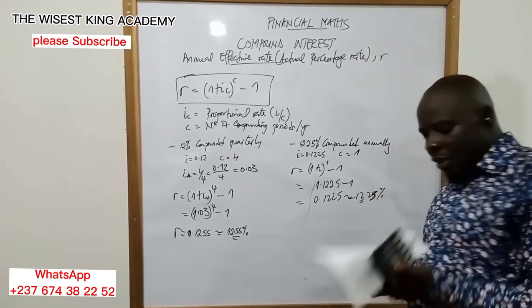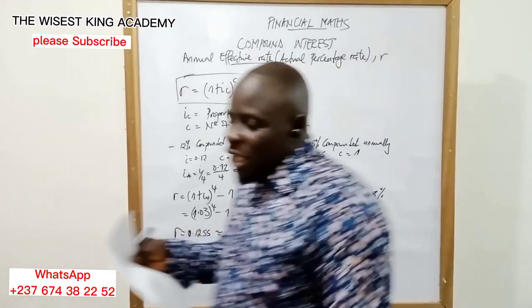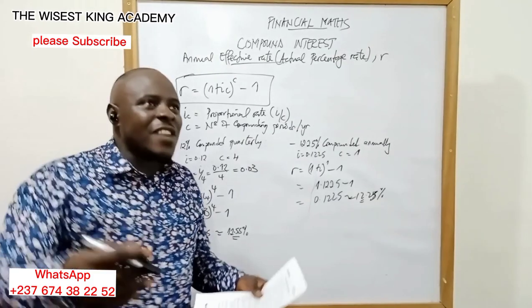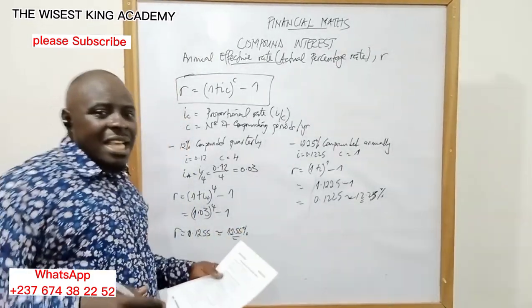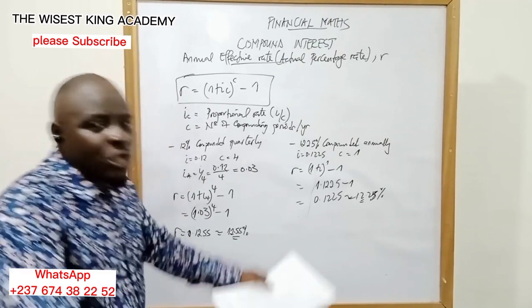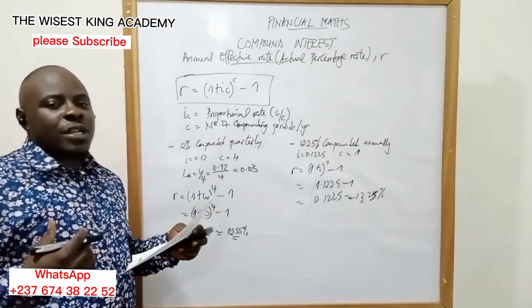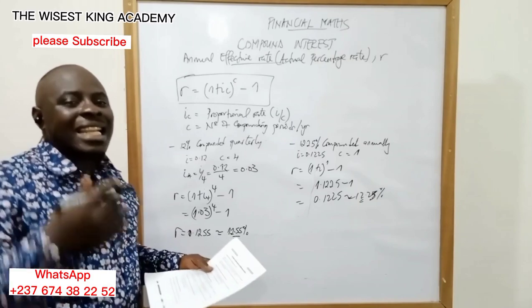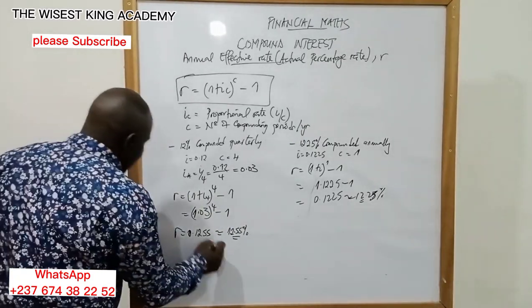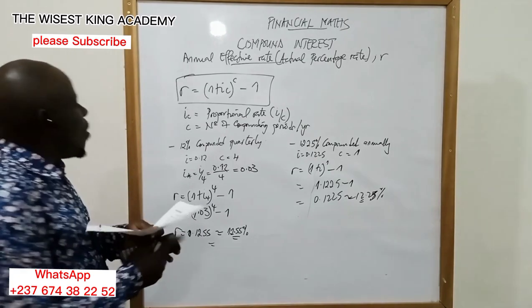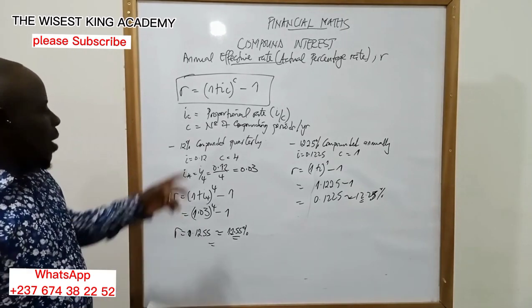Remember the question, which is the better rate of investment and why? Since this is an investment, we are going to choose the investment with the greater effective annual rate. So the better rate of investment is 12% compounded quarterly.